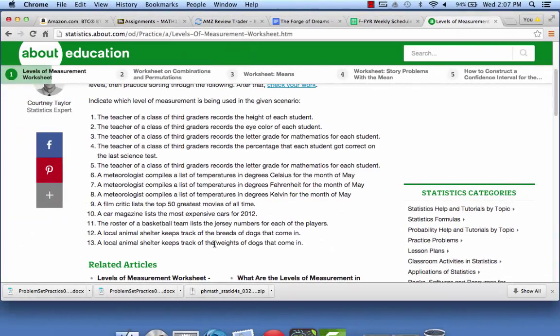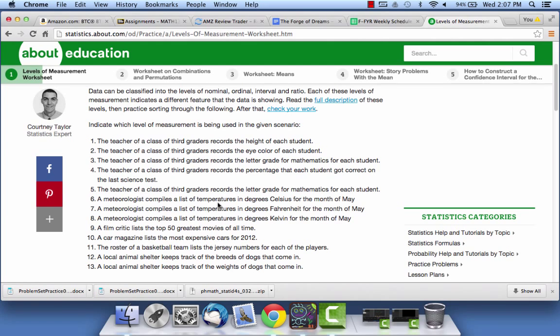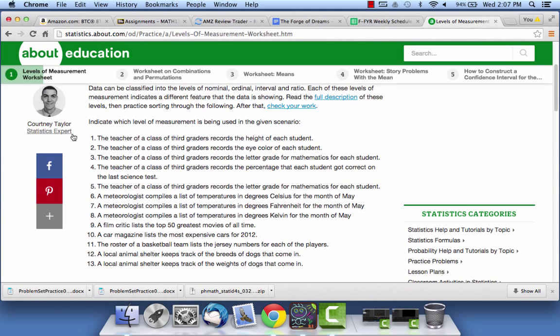So I just Googled and I'm going to use these examples by Courtney Taylor, statistics expert. The teacher of a class of 3rd graders records the height of each student. So the variable in question is height. Because that's a continuous measure of number, I'm going to jump forward to interval. If one person is 6 foot and one person is 5'8", then I subtract and I say there's 4 inches. Because you could legitimately say that the one person was 4 inches taller than the other, and that makes sense, then it's ratio.